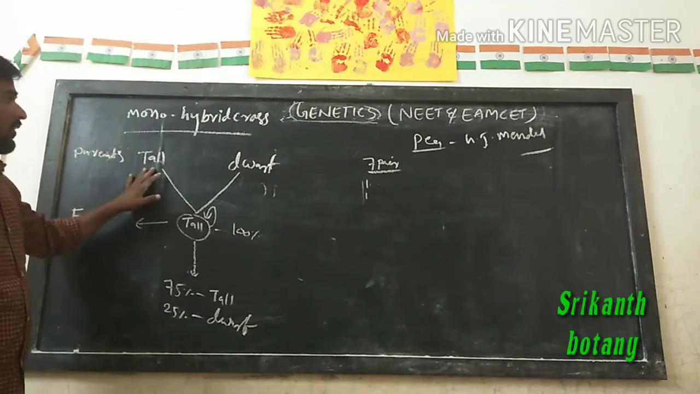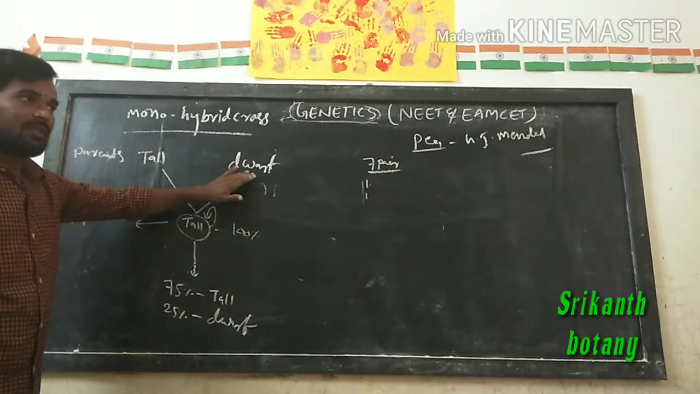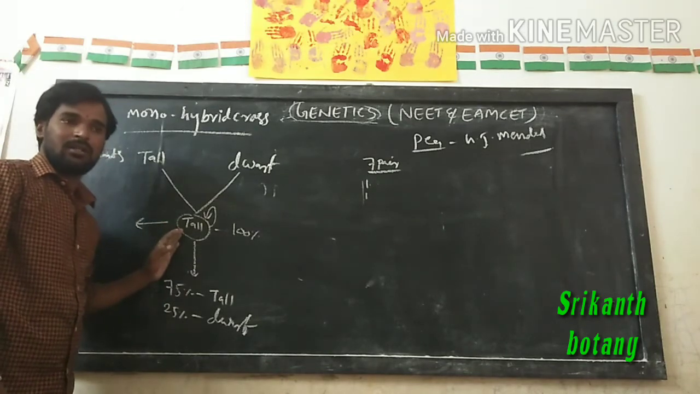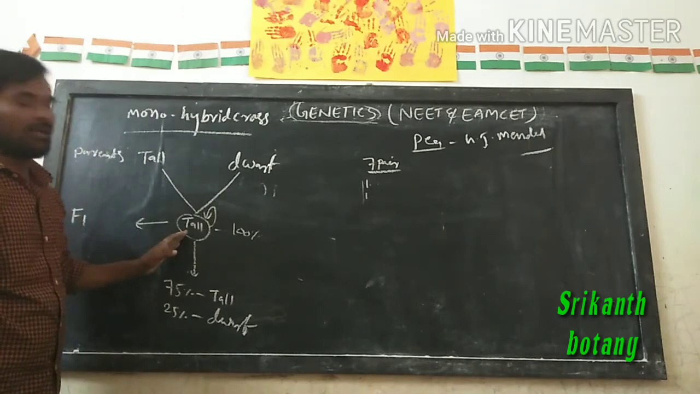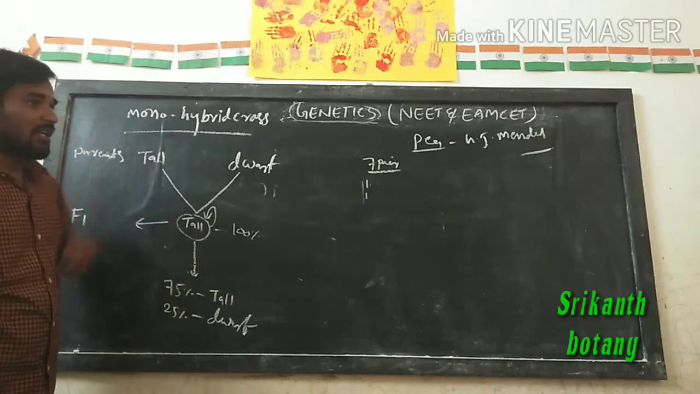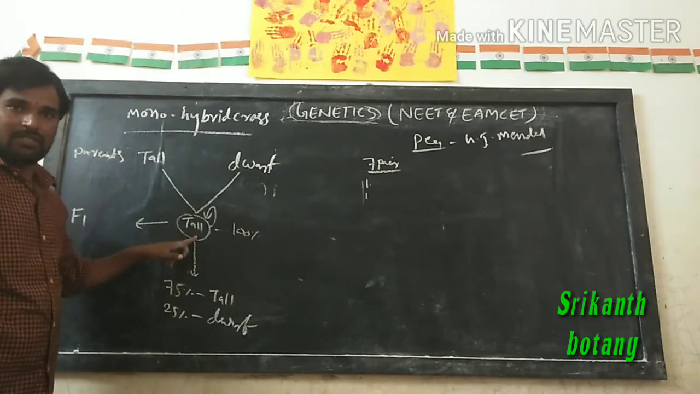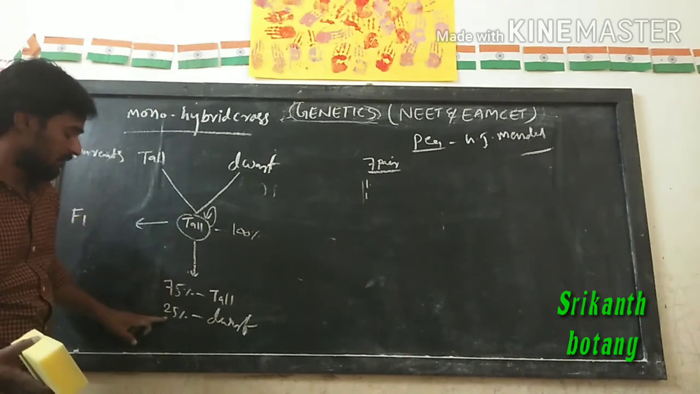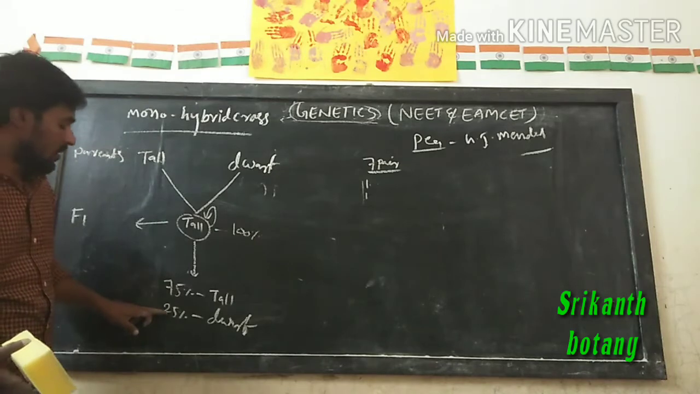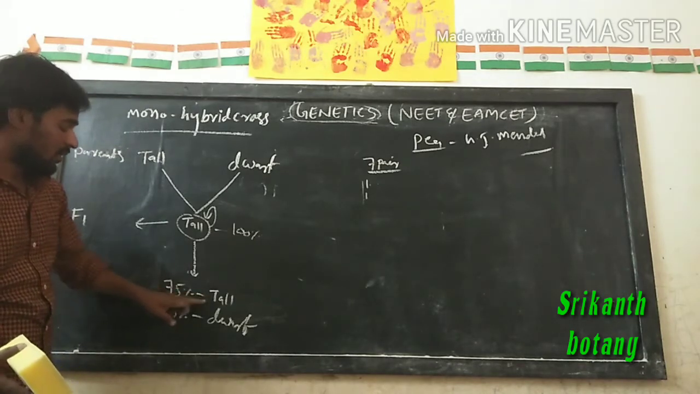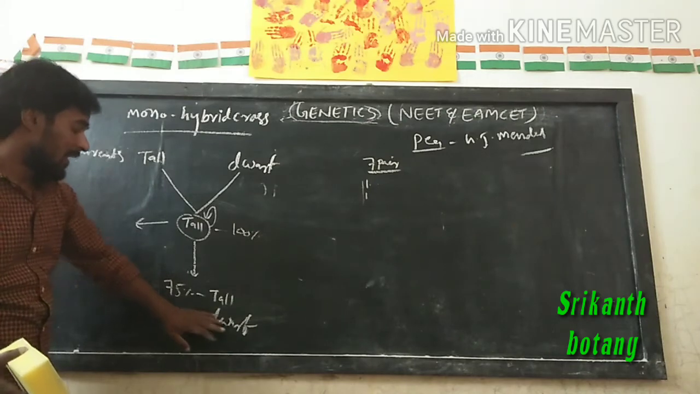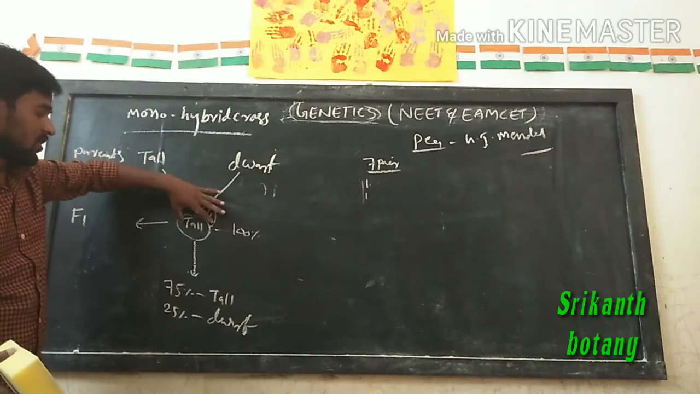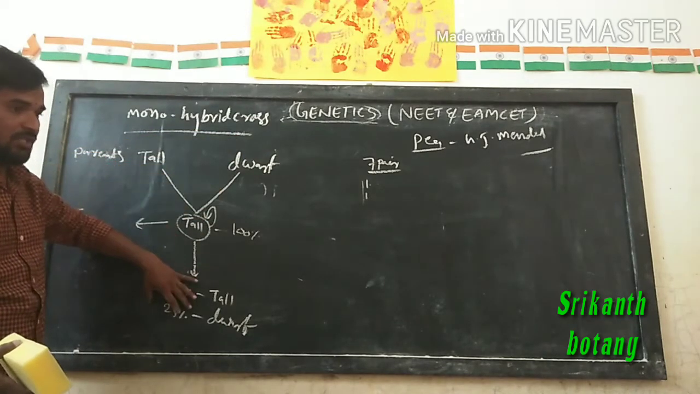Here, see, the tall plant is cross-hybridized with the dwarf plant, but in the F1 generation, all plants produced are tall. The dominant character is tall. But internally, the dwarf character is present in the tall plant. That dwarf character appears in the next generation, the F2 generation, as 25%. So 75% act as tall and 25% act as dwarf. This dwarf character was transferred from the first parents into the F1 generation, and from F1 to the F2 generation.